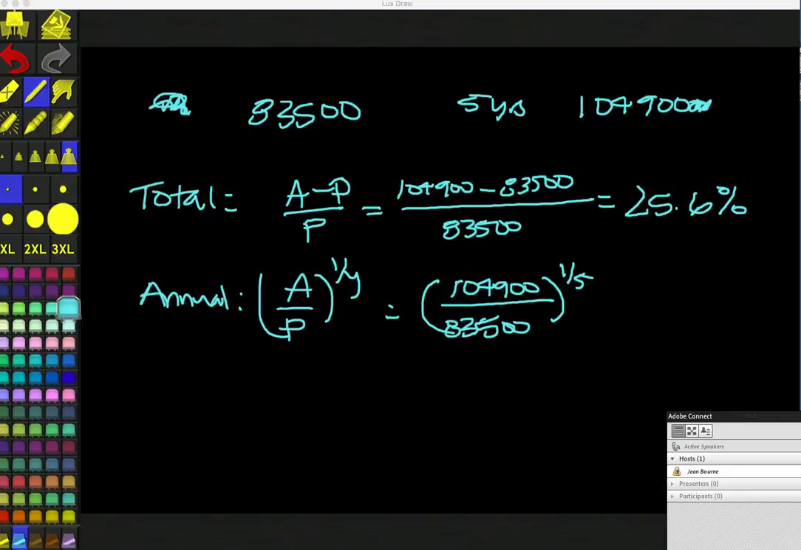But let me show you how to calculate that last rate just in case there's one that comes up like this. So this one I have my A over P. Oops, that's not my calculator.